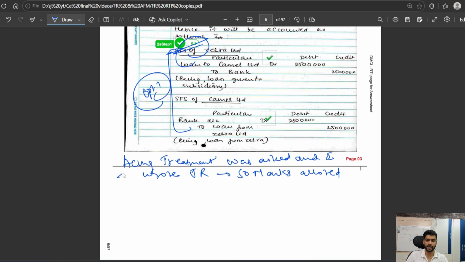So if the question asks you only for the accounting treatment, just write the theory. Do not write journal entries because there will be no marks. That is why I wrote journal entries and no marks were allotted.